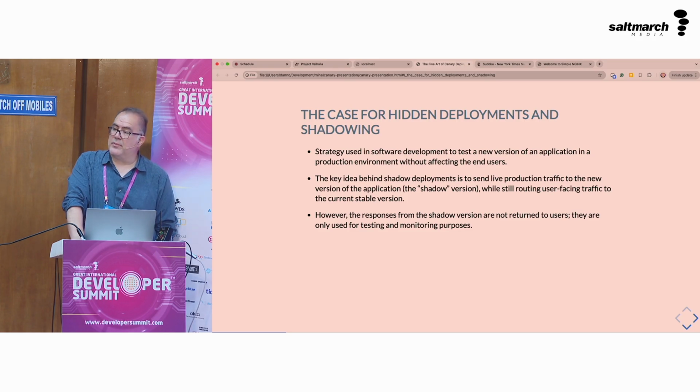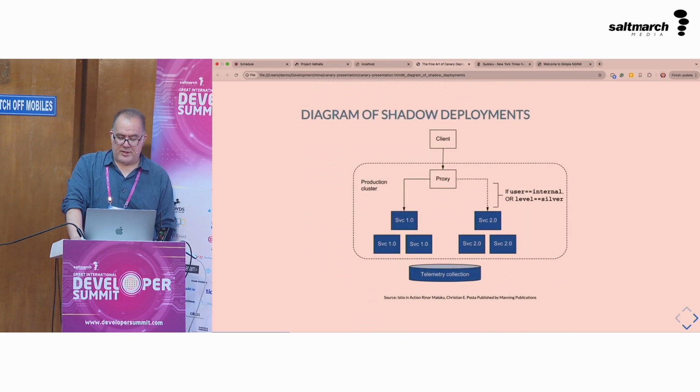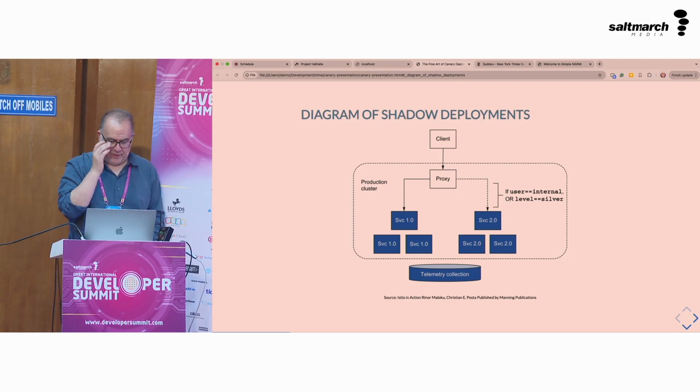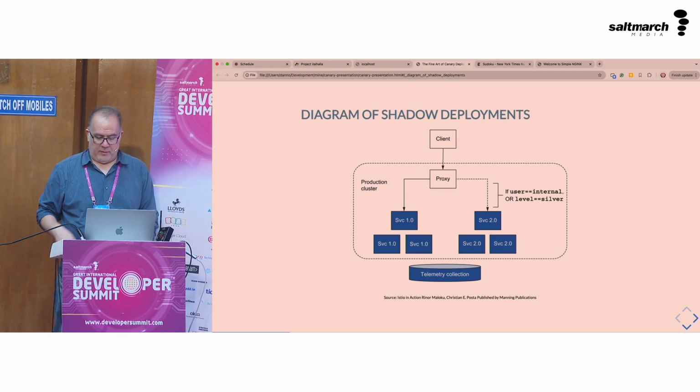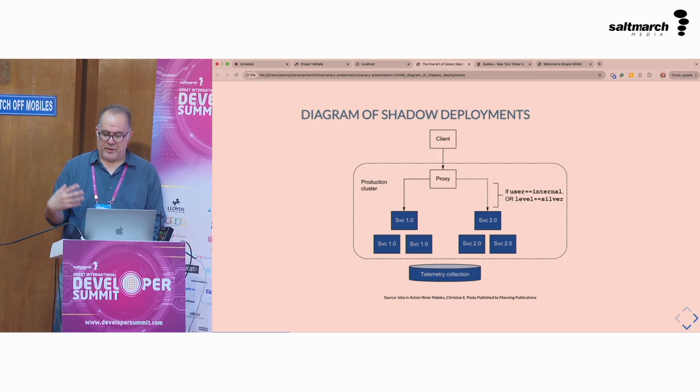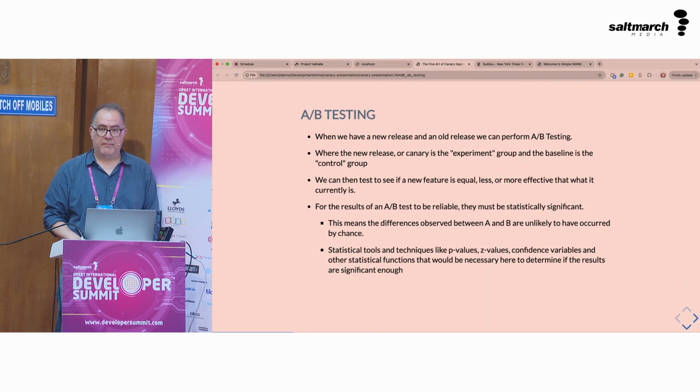So, the case for hidden deployments and shadowing. One of the things we could do is shadow. Shadow is doing a rollout but never exposing it. Using your HTTP request, if you have the ability to do so, you can take a look at that new rollout without exposing it to the public. Istio has that, and here's an example. You could have something within your request that says if user is equal to internal or level is equal to silver, you get to take a sneak peek at service number 2. You could drive all that. These are some of the things you can do.